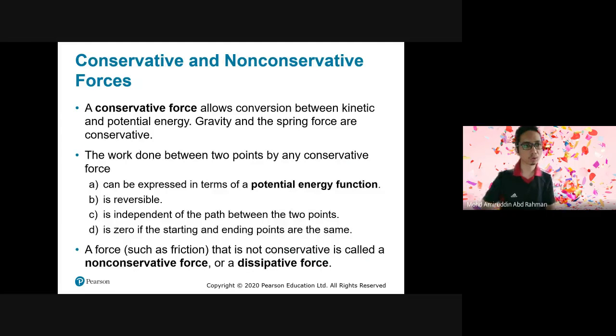All right, so we look at conservative and non-conservative forces. A conservative force allows conversion between kinetic and potential energy. Gravity and the spring force are conservative. The work done between two points by any conservative force can be expressed in terms of a potential energy function. It is reversible and is independent of the path between the two points. It is zero if the starting and ending points are the same. So this is when the energy is conservative. A force such as friction that is not conservative is called a non-conservative force or a dissipative force.